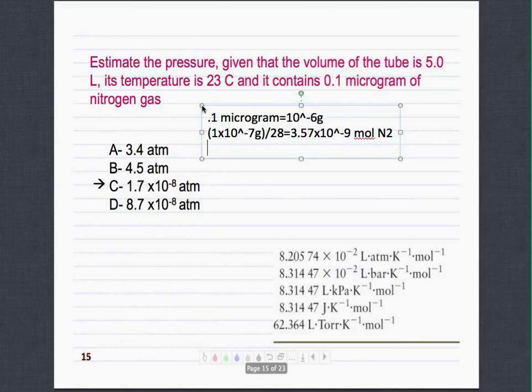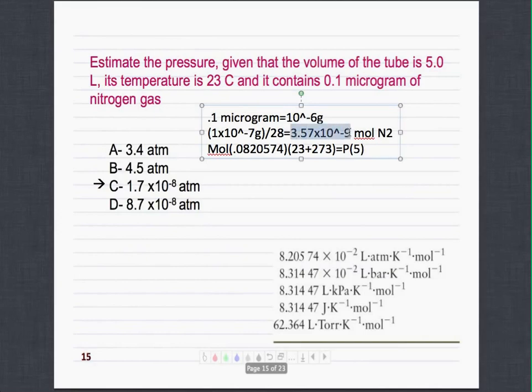So it is PV equals nRT. In this, I will be solving for P. I have the volume, it's 5 liters. I have R, and I can figure out which R to use, since the answer is given in atmospheres, so definitely I'm going to use the R with atmosphere. And for T, I have to change it from Celsius to Kelvin.